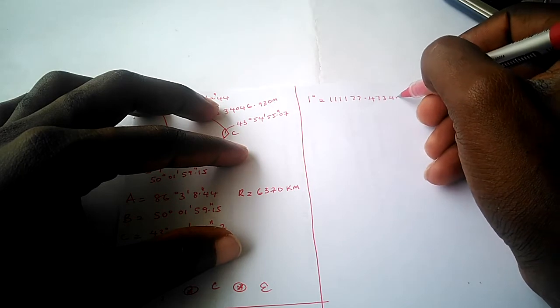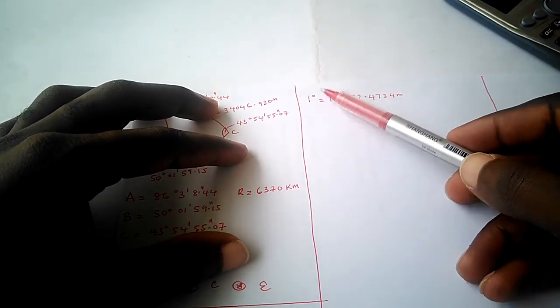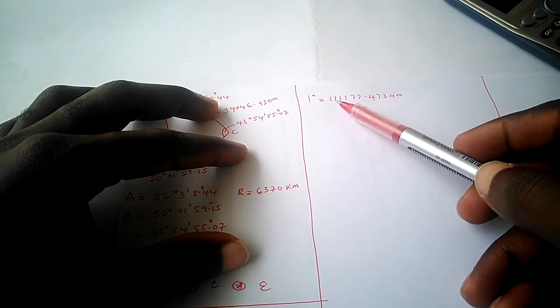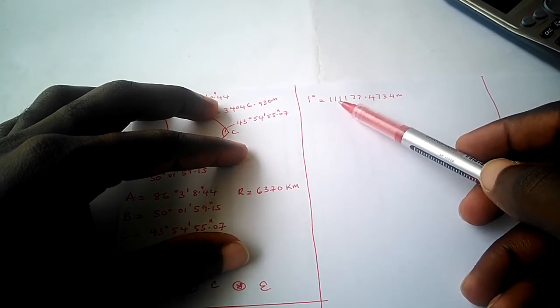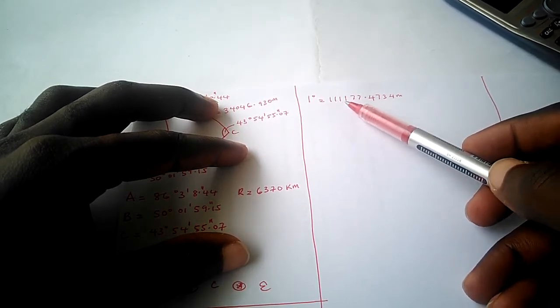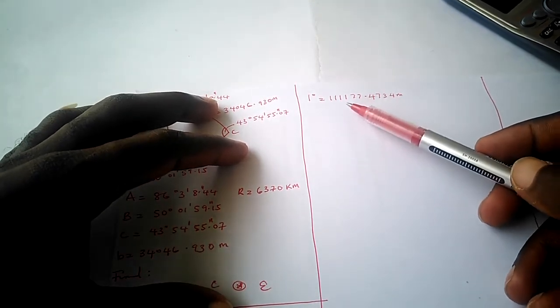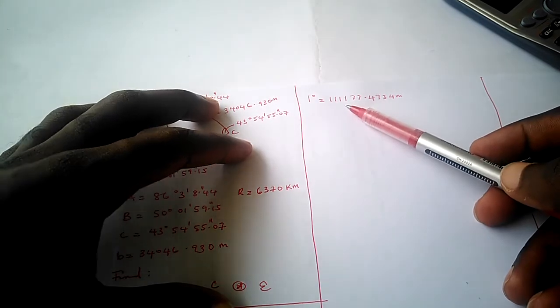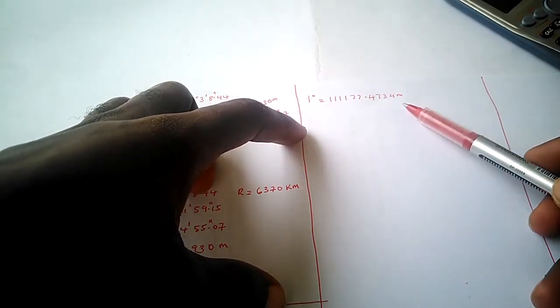111,177.4734 meters. So what they are trying to tell us here is that 1 degree is equal to 111,177.4 meters. It's not something we will now be trying to hit. So that's just a digression, by the way. So 1 degree is equal to this particular value here in meters.